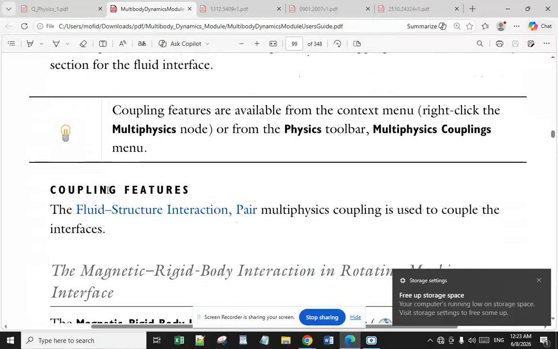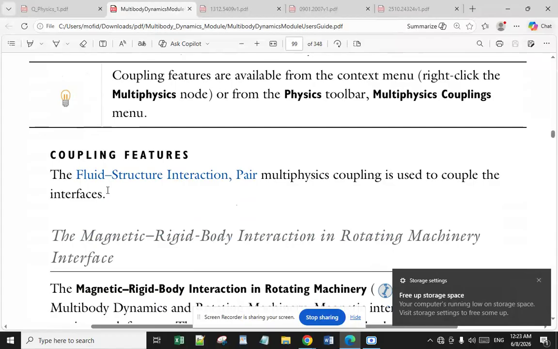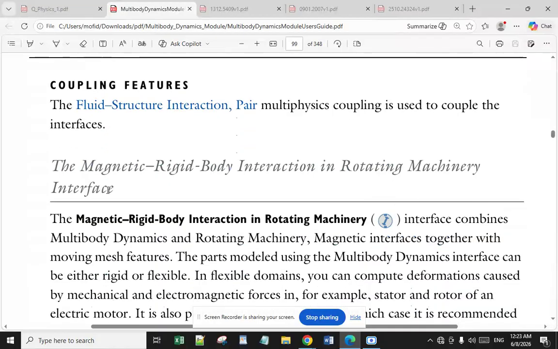For the fluid interface, coupling features are available from the context menu. Right-click the Multiphysics node or from the Physics toolbar Multiphysics Couplings menu. Now I want to go through the coupling features. The fluid-structure interaction pair multiphysics coupling is used to couple the interfaces.